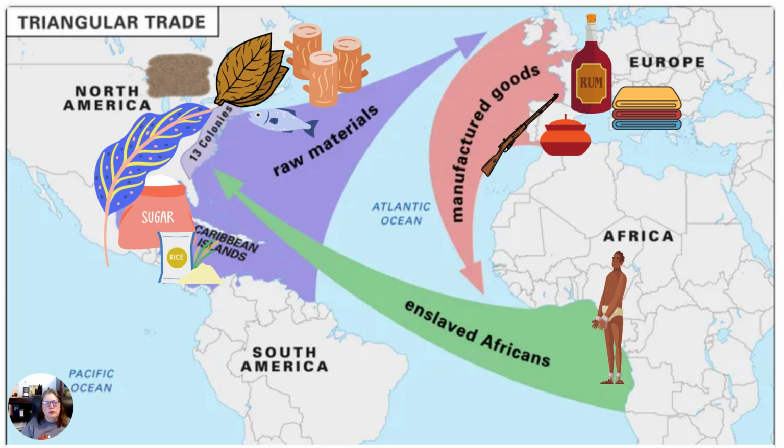So triangular trade, right? Think about 3 key points that we're looking at. You have trade or finished goods coming from Europe. You have people being pulled or pushed out of Africa. And then you have the Americas.